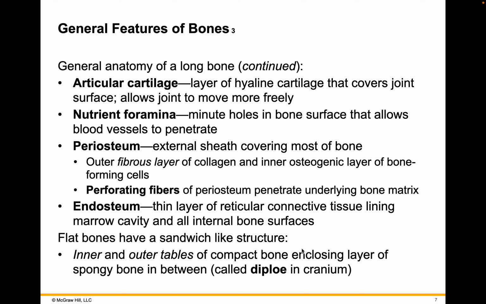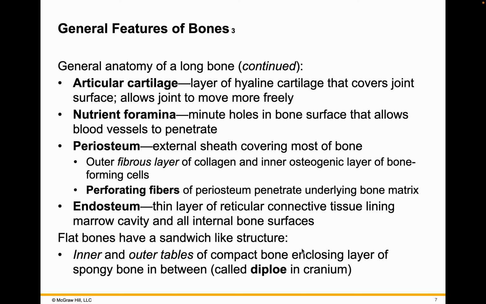Articular cartilage is a layer of hyaline cartilage that covers the joint surface, allowing the joint to move more freely. There are also nutrient foramina, which are minute holes in the bone surface that allow blood vessels to penetrate. The outside of that bone is covered with an external sheath known as a periosteum, the outer fibrous layer of collagen, and an inner osteogenic layer of bone-forming cells. There are also perforating fibers of the periosteum that will go into the underlying matrix of the bone.